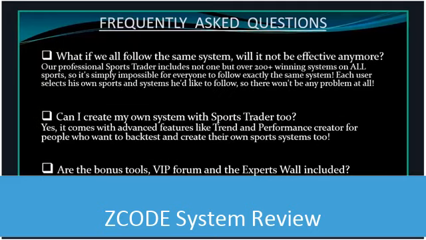What if we all follow the same system? This is an interesting question. Will it not be effective anymore? Well, the beauty is our professional sports trader includes not just one, but more than 200 winning systems. And don't forget, each of those systems has its own trend, right? You have a whole bunch of sub-trends for each of those systems. So it's simply impossible for everyone to follow exactly the same system unless you're selecting all the sports and all the systems and trends that go along with them. So each user can select his own sports and systems, and I even showed you how to save them so you can load them up easily later on. So we don't really see any problem with that.